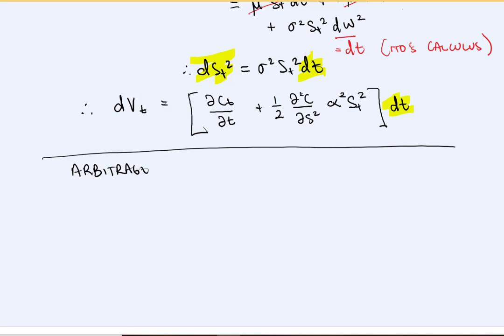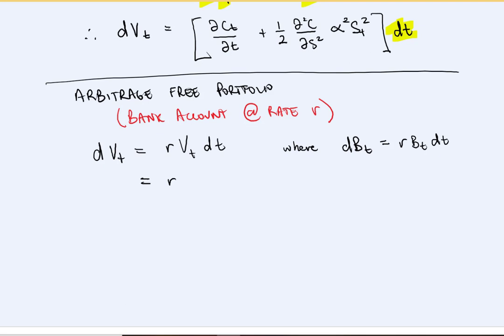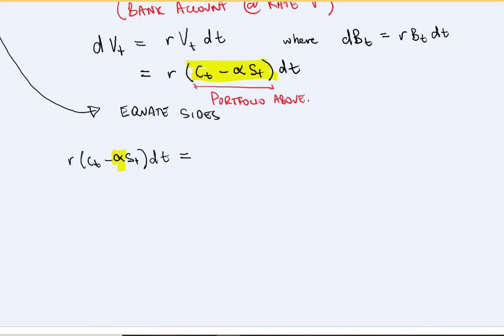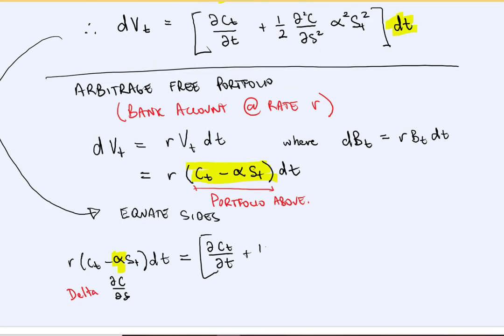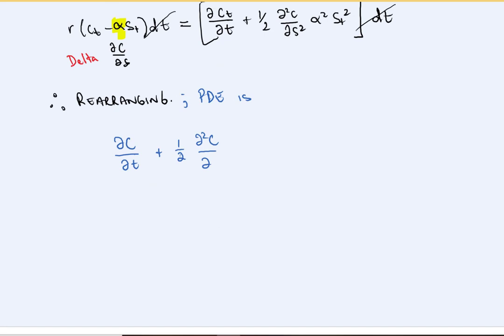Let's construct the arbitrage-free portfolio with a bank account at rate r. That's our opportunity cost. So the change in that value over time is r V_t dt, and V_t is from the portfolio above. So let's equate both sides. Remember that alpha is the delta, that change in the call price with respect to the underlying, and now let's rearrange. So the PDE is as follows.